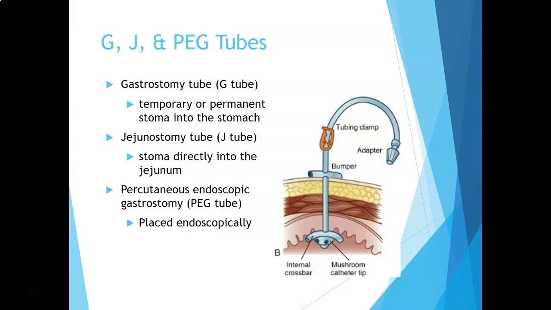It's important to note that adding a feeding when there is too much residual from the last feeding may cause regurgitation and aspiration, so make sure that you are checking for any residuals prior to starting a tube feed. That will usually be per hospital facility protocol.